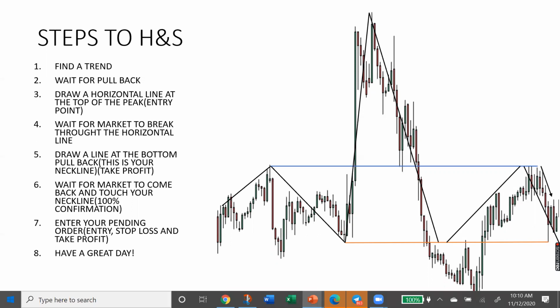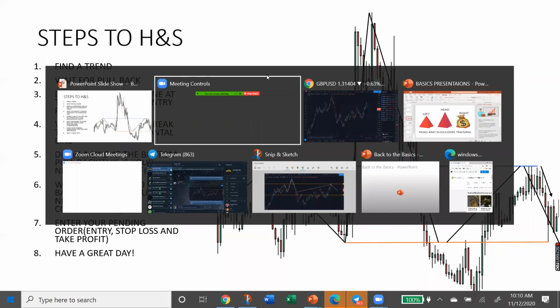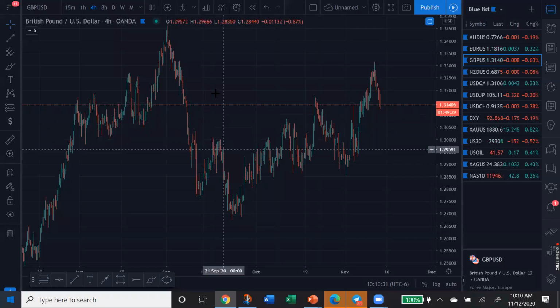Okay, so this is a lot, but again, I'm going to show you in the chart so that you can actually see how everything just comes together, and you'll be able to identify head and shoulder patterns with much practice. So let's swing over to the charts. Okay, right here I have GBP USD.